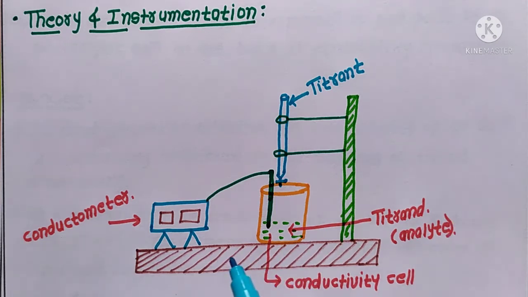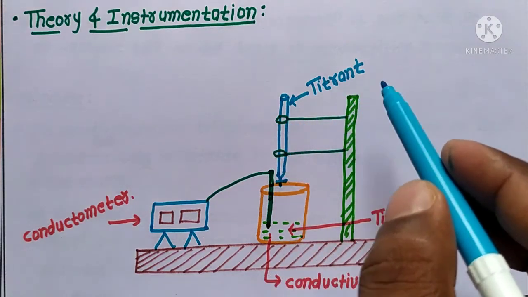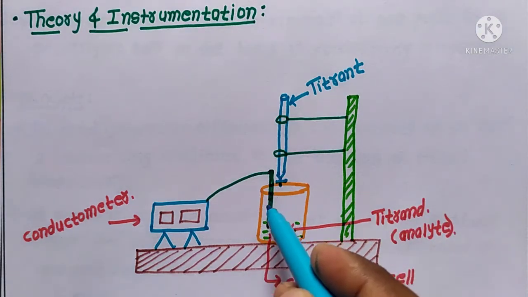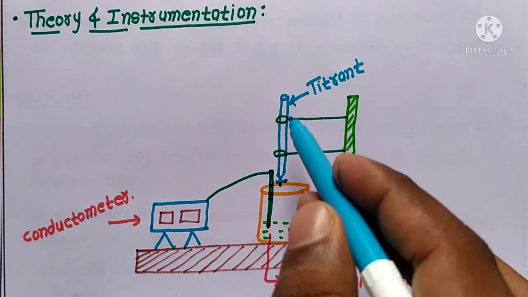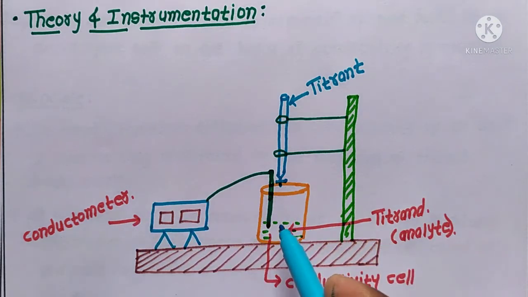Now in this conductometric titration, first a known volume of the unknown solution is taken inside this beaker, and the titrant is placed in the burette. Titrant is the solution whose concentration is exactly known. Now the conductivity cell is completely dipped inside this analyte, and upon the addition of titrant drop by drop, the conductivity of this solution, increasing or decreasing, is measured inside this conductometer.